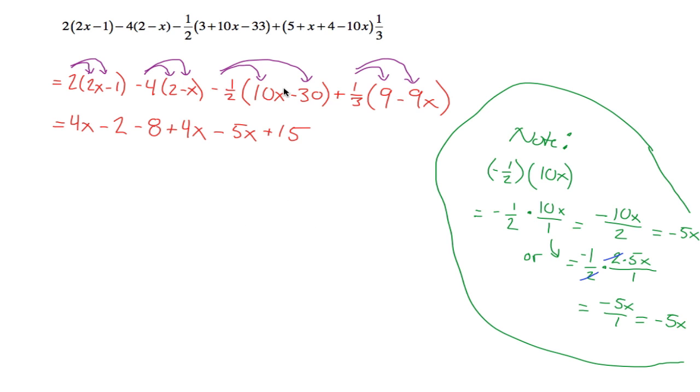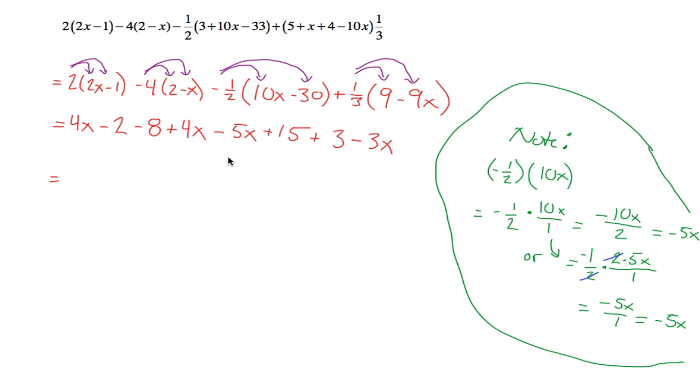So where were we? We took care of this one. We haven't done this one yet. By similar logic, I'm going to take 1/3 and multiply it by 9. That gives me 9/3, which is 3. And 1/3 times negative 9x gives me negative 9x over 3, which I could write as negative 3x. And now what I've got to do is combine like terms.